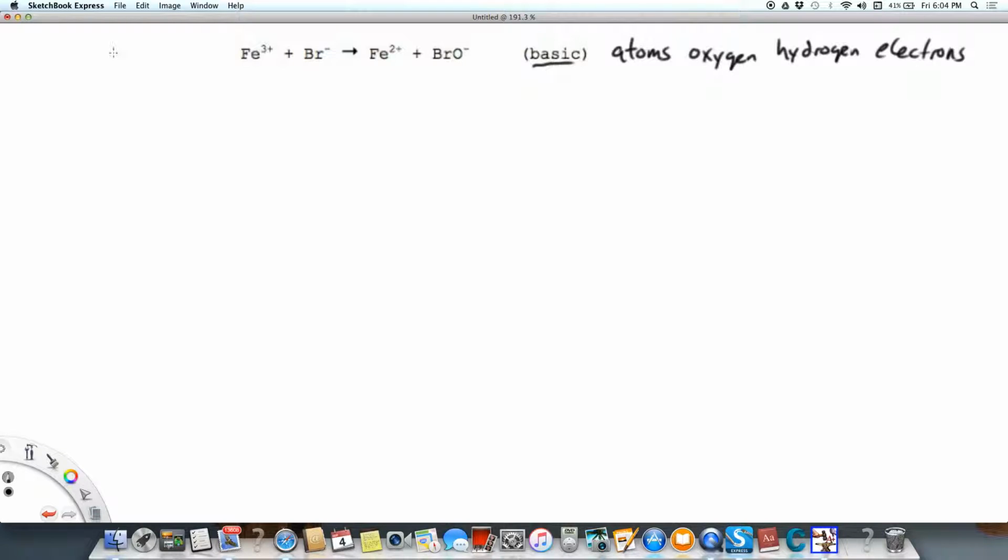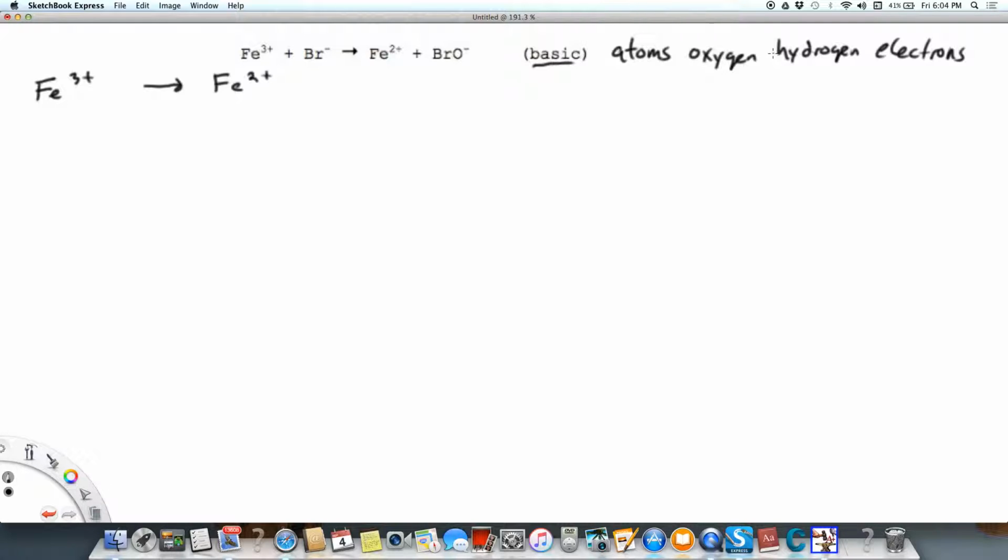So first we'll start with iron. This is going to be half of the reaction. We're going to break it up into two reactions. We'll look at iron first. So as you can see, we've got iron 3 going to iron 2. The atoms are balanced. There's no oxygen or hydrogen, so we don't need to be concerned with that.